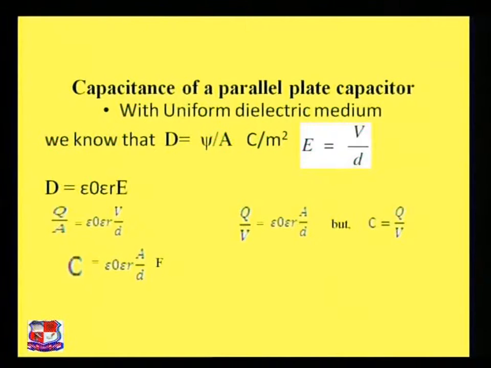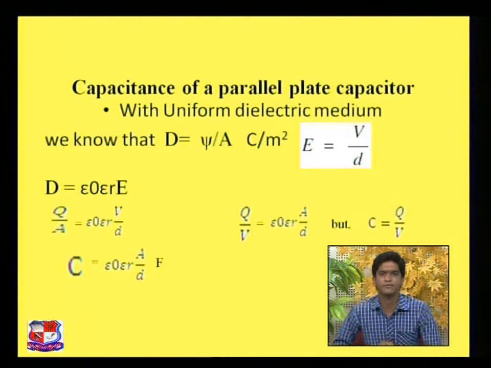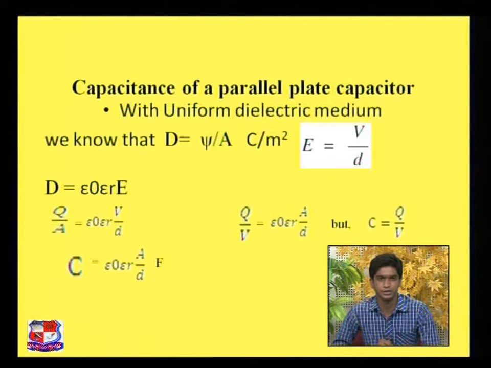For example, we can see the capacitance of a parallel plate capacitor with a uniform dielectric medium. The dielectric medium is uniform. We have already said that the electric flux density D is equal to psi by A. Here psi is the charge, or we can say electric flux is known as psi. So flux per meter square, or coulomb per meter square, is electric flux density, and after that comes electric field intensity, which is V by D. We have the relation D is equal to epsilon 0 epsilon R into E. It means that the electric flux density is equal to the absolute permittivity, into the relative permittivity, and into the electric field intensity.